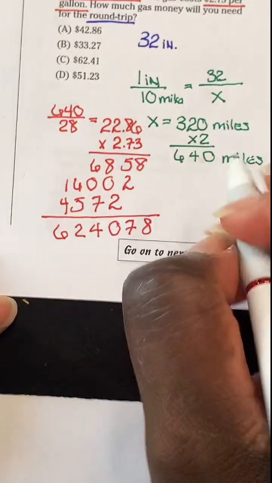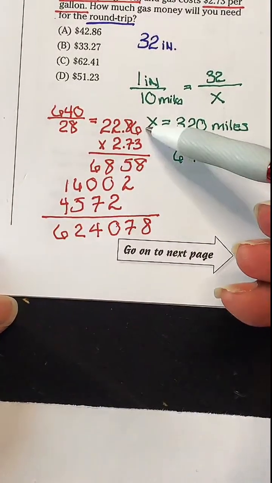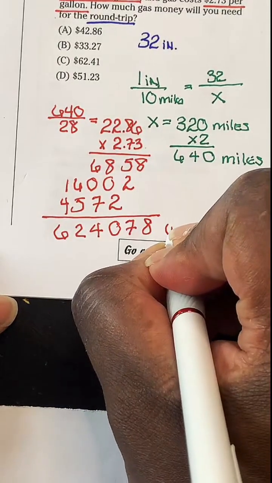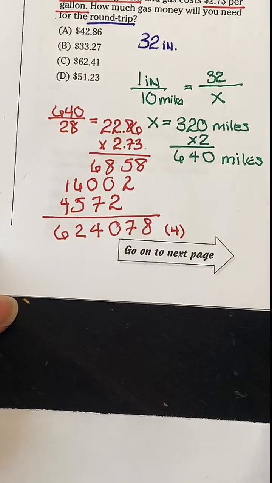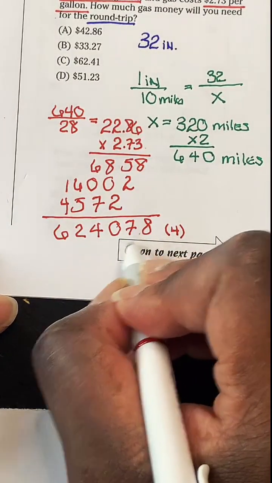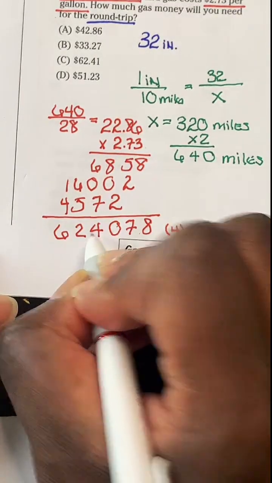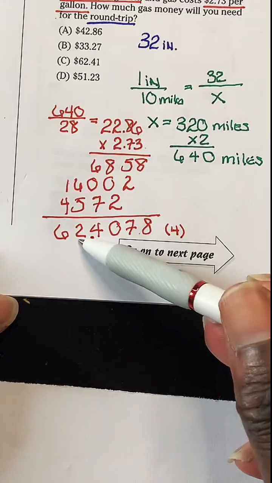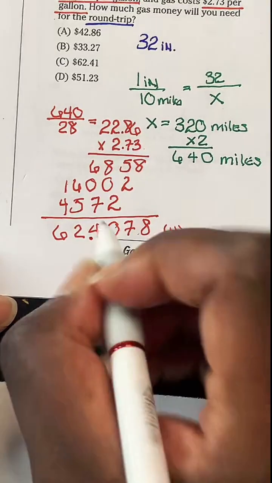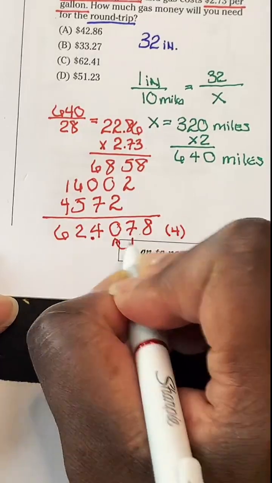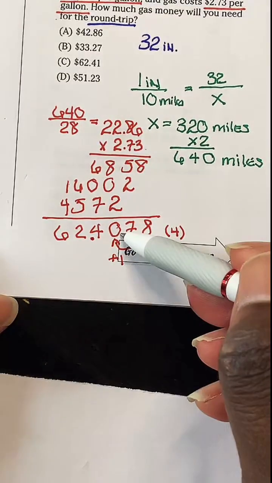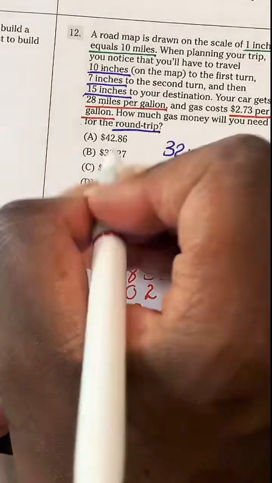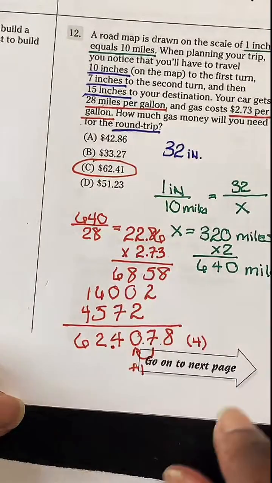So the first number had 2 decimal places. The second had 2 decimal places. That means our answer should have 4 decimal places. So we're going to move it over: 1, 2, 3, 4. So it's going to be between the 2 and the 4. So $62.4, and I need to round it because 5 and above, we're going to give it a shove. That means we're going to add 1 to that 0. So $62.41, which a lot of you guys saw from the very beginning.